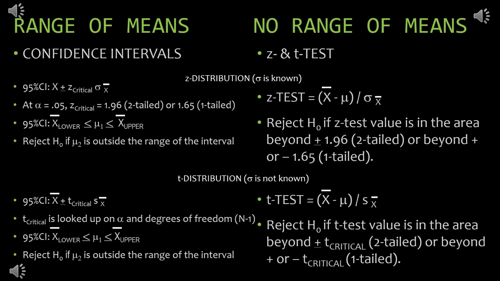So if we need to compute a confidence interval, the researcher will ask for a range of means. If we do not need to compute a confidence interval and we can just do a z or a t-test, the researcher won't ask for a range of means.